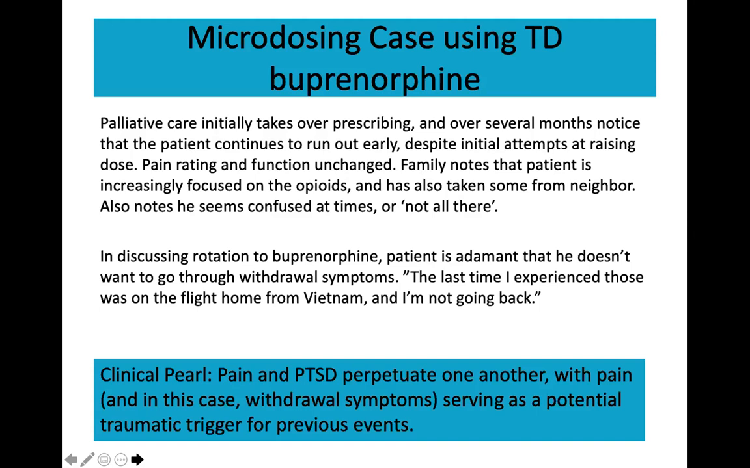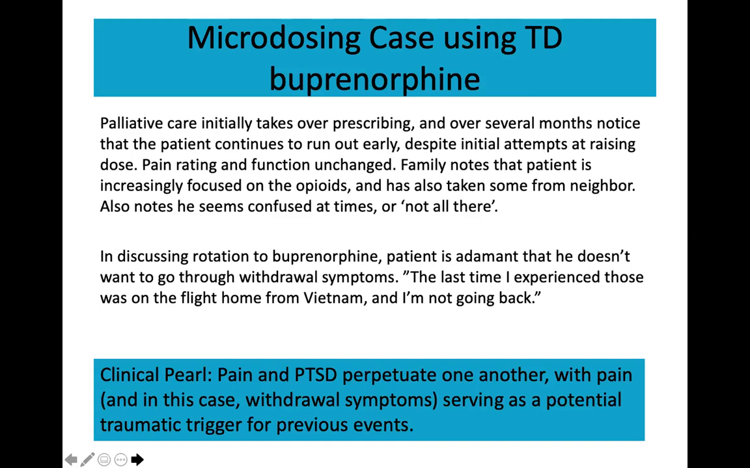It seemed that over subsequent visits the person was increasingly focused on the opioids and where he was getting them. That also came out in a visit, that he was taking some from a neighbor. And he just didn't seem like himself on some visits. So it took some time, but it became really clear to me that this person had an opioid use disorder.